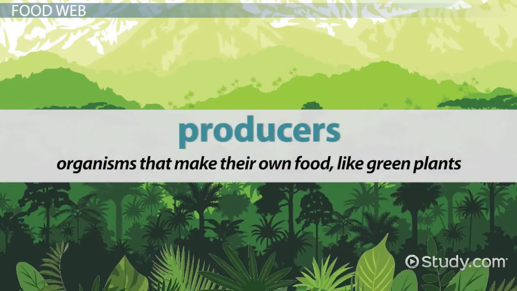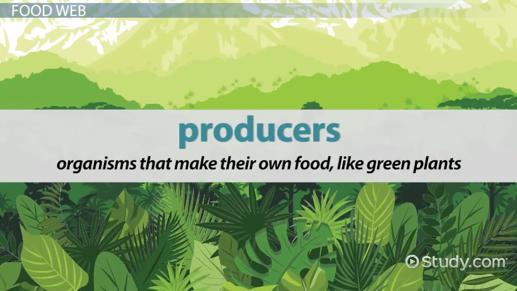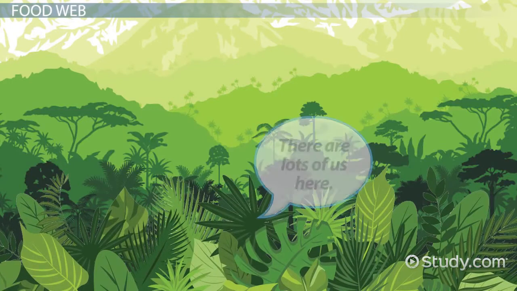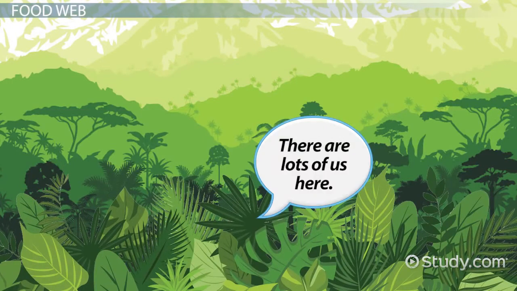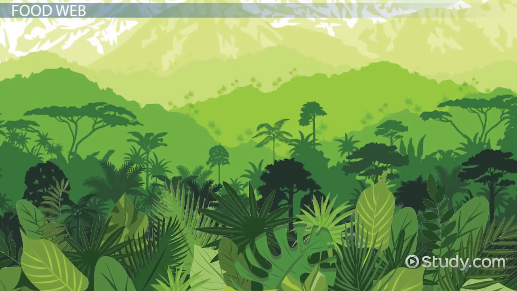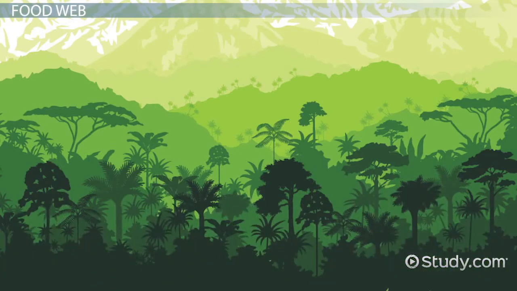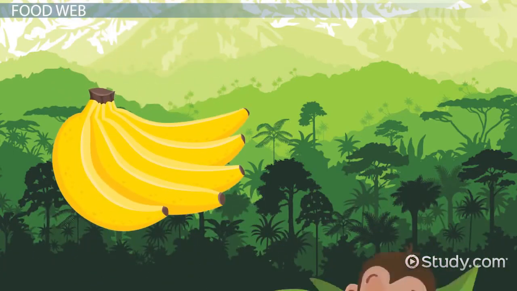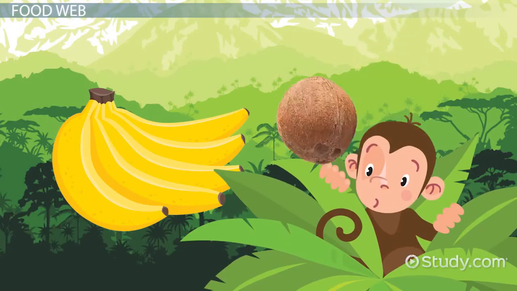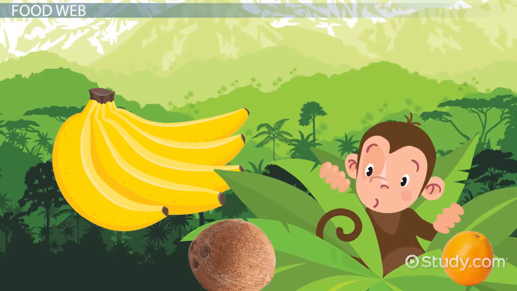Producers are organisms that make their own food, like green plants. These organisms are numerous in the tropical rainforest, a biotic factor that makes up most of the forest. Many types of trees produce delicious fruits adored by both humans and animals alike. Bananas, coconuts, cacao, and oranges all come from tropical trees in the Amazon.